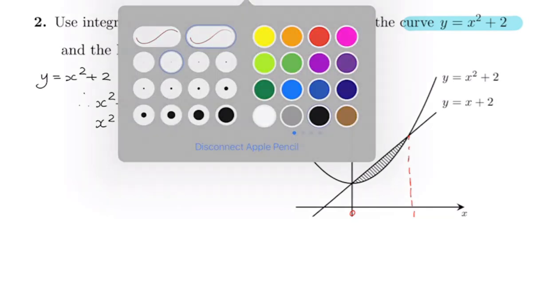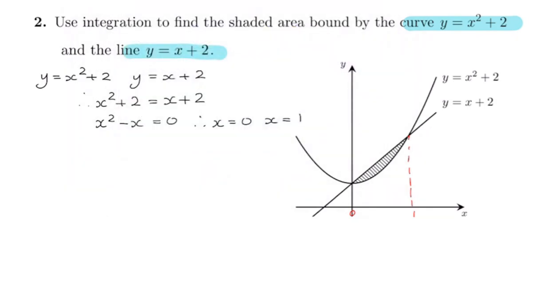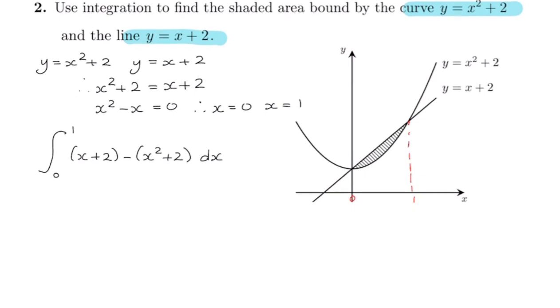Okay, so we're now going to use the quick technique and notice the line's on top. So we're going to do the integral between our two x values, 0 and 1, and then it's line, and the line is x plus 2, minus the curve, which is x squared plus 2. And we are integrating with respect to x. If we just sort that out, we get the integral between 0 and 1 of x minus x squared dx, and I like to use a nice bracket.